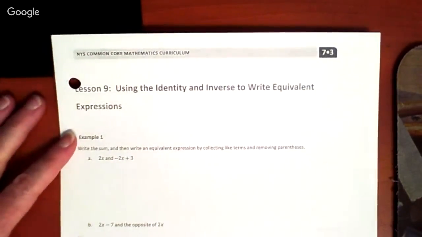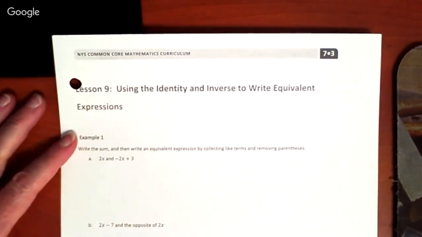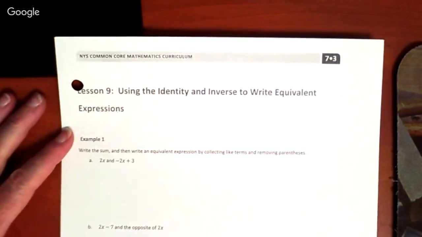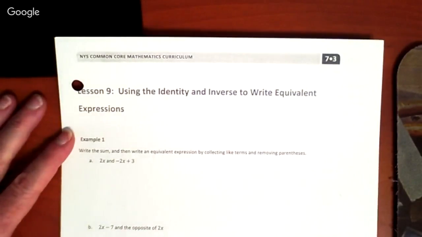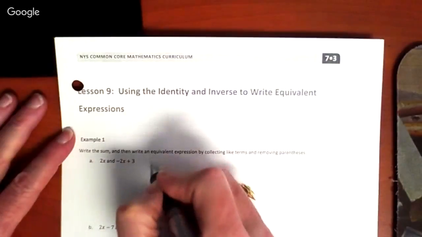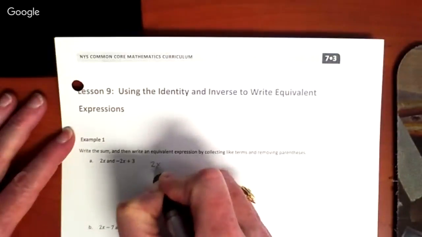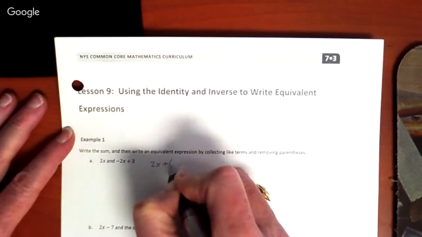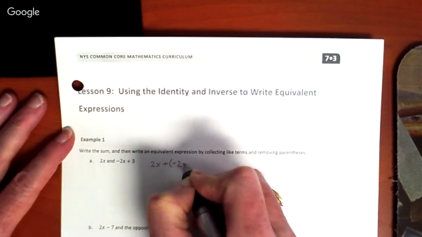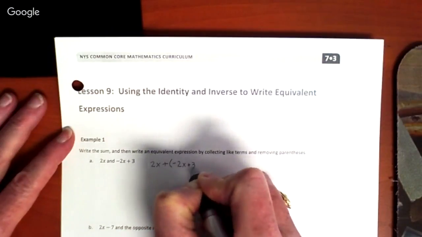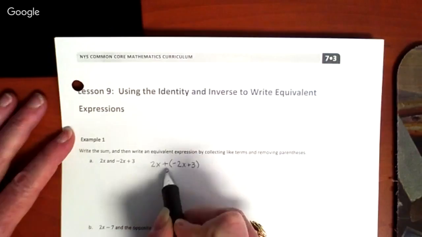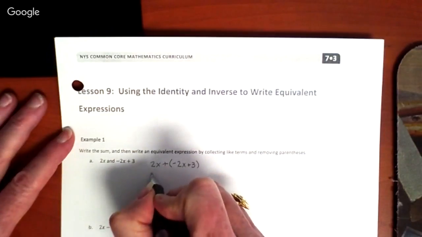This is lesson 9, using the identity and inverse to write equivalent expressions. Write the sum and then write an equivalent expression by collecting like terms and removing the parentheses. So 2x plus negative 2x plus 3. Well, because there's nothing in front of here, we're going to remove the parentheses.